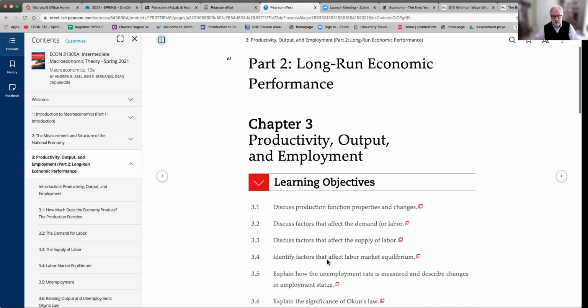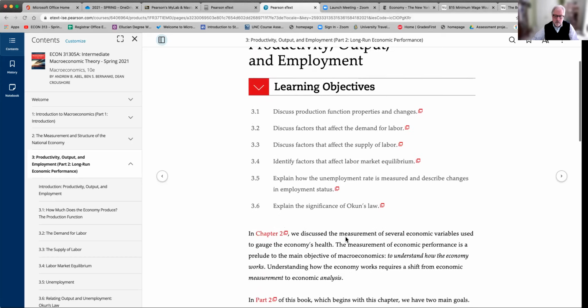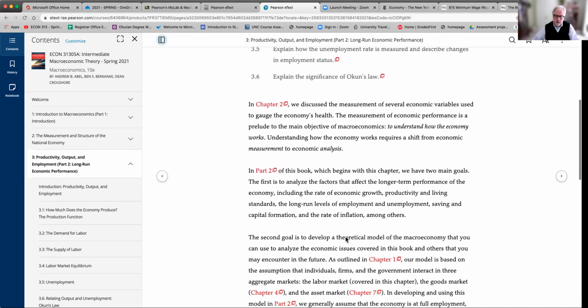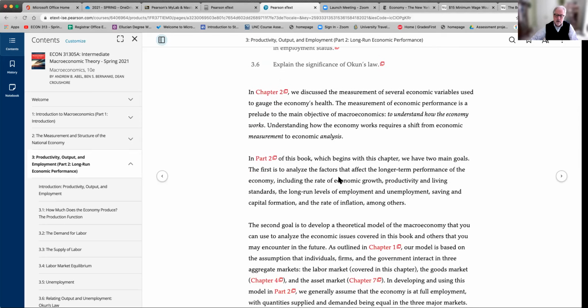I'm going to scroll down in just a moment, but this is actually not just the beginning of a chapter, it's the beginning of one of the parts of the book. So this is about long-run economic performance in the economy. That's laid out here. It's important to pay attention to these summaries at the beginning of chapters, at the beginning of a section. So in part 2, as it says here, there are two goals.